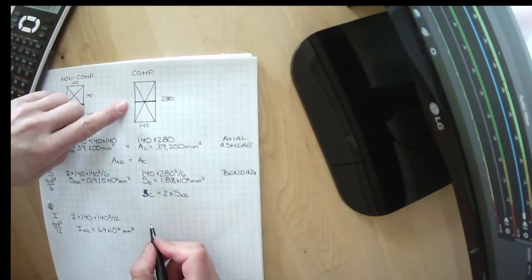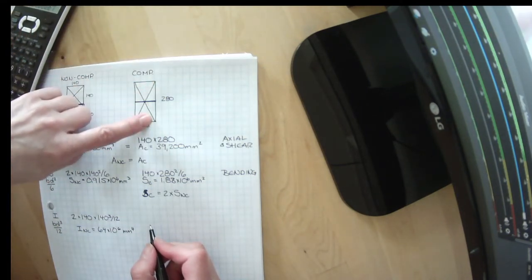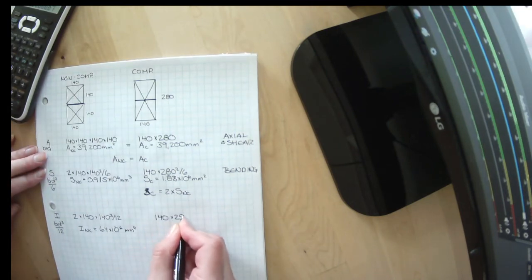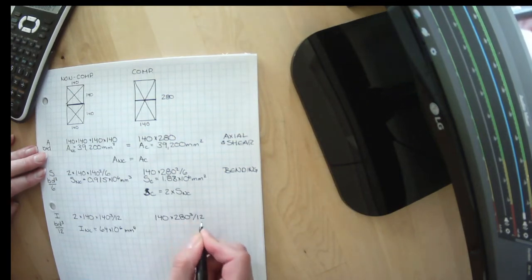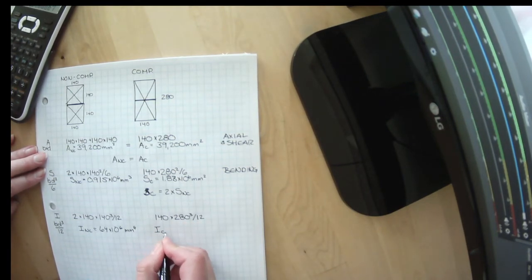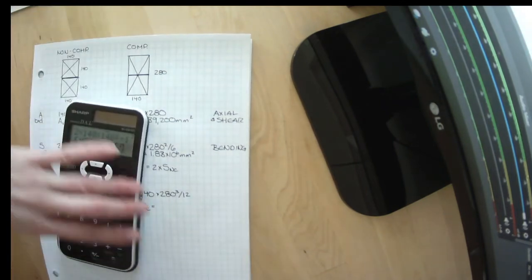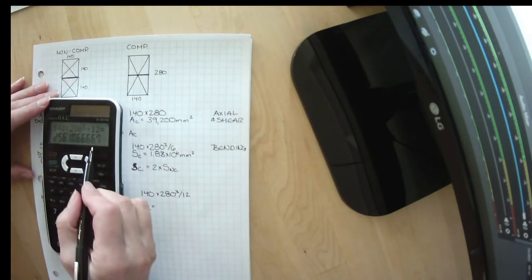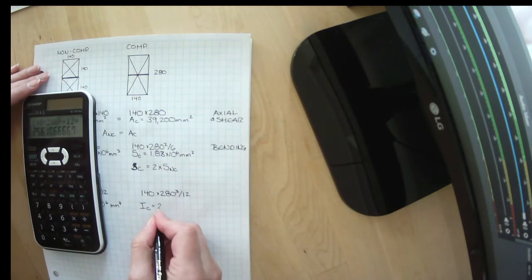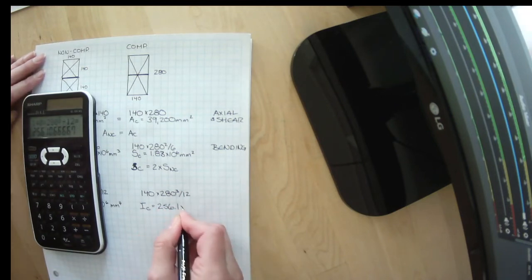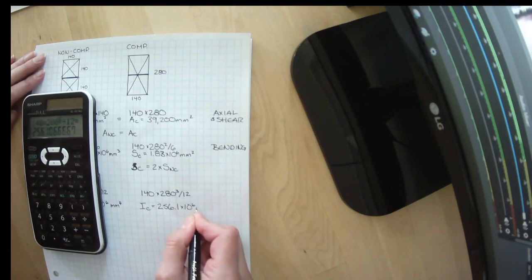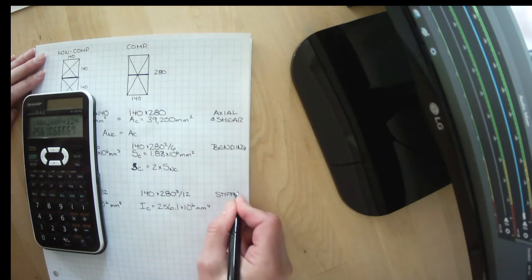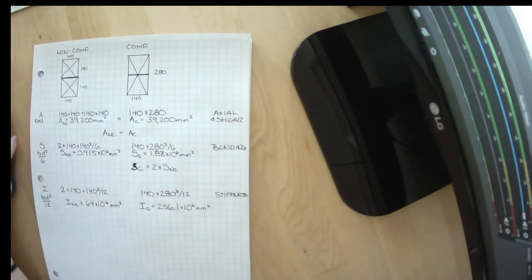And for our composite section, we have a B of 140 and a depth of 280. So we have 140 times 280 cubed divided by 12, where the moment of inertia for the composite version is 140 by 280 cubed divided by 12, or 256.1 times 10 to the 6 millimeters to the 4th. So this is stiffness, or bending stiffness.